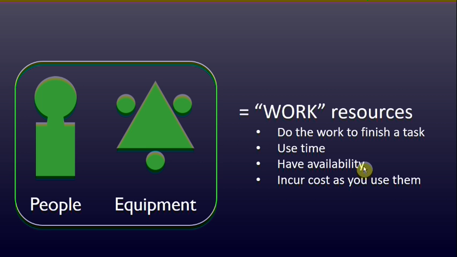So for every hour or day or week that a person or a piece of equipment is assigned to a task, then it's going to cost the business more and more and more. So that all needs to go into the project budget. So just remember that people and equipment are both accounted for in Microsoft Project as work resources. Keyword.